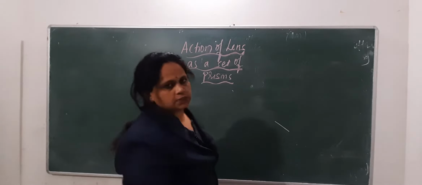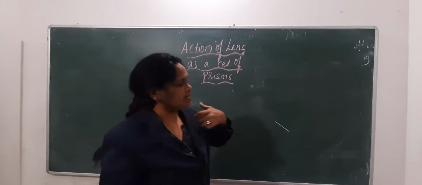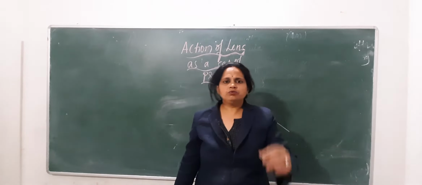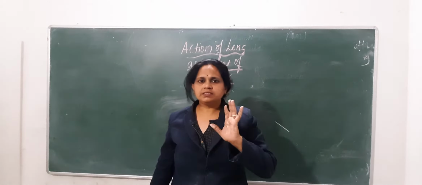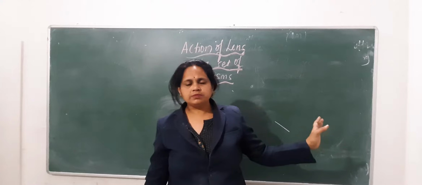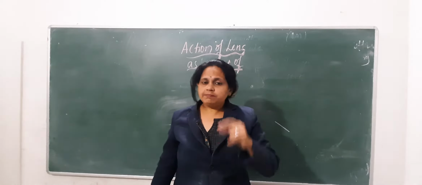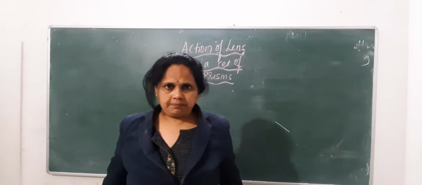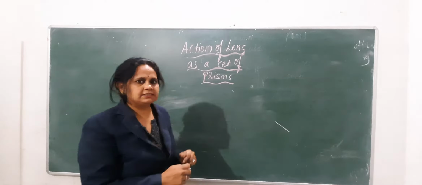Hello students, today we will understand the action of a lens as a set of prisms. It is a very interesting topic. Once you understand this, the complete ray diagrams and the action of the lens will be clear in your mind. That means lens acts like a prism, or in a lens there is a set of prisms. Let us understand what it is.